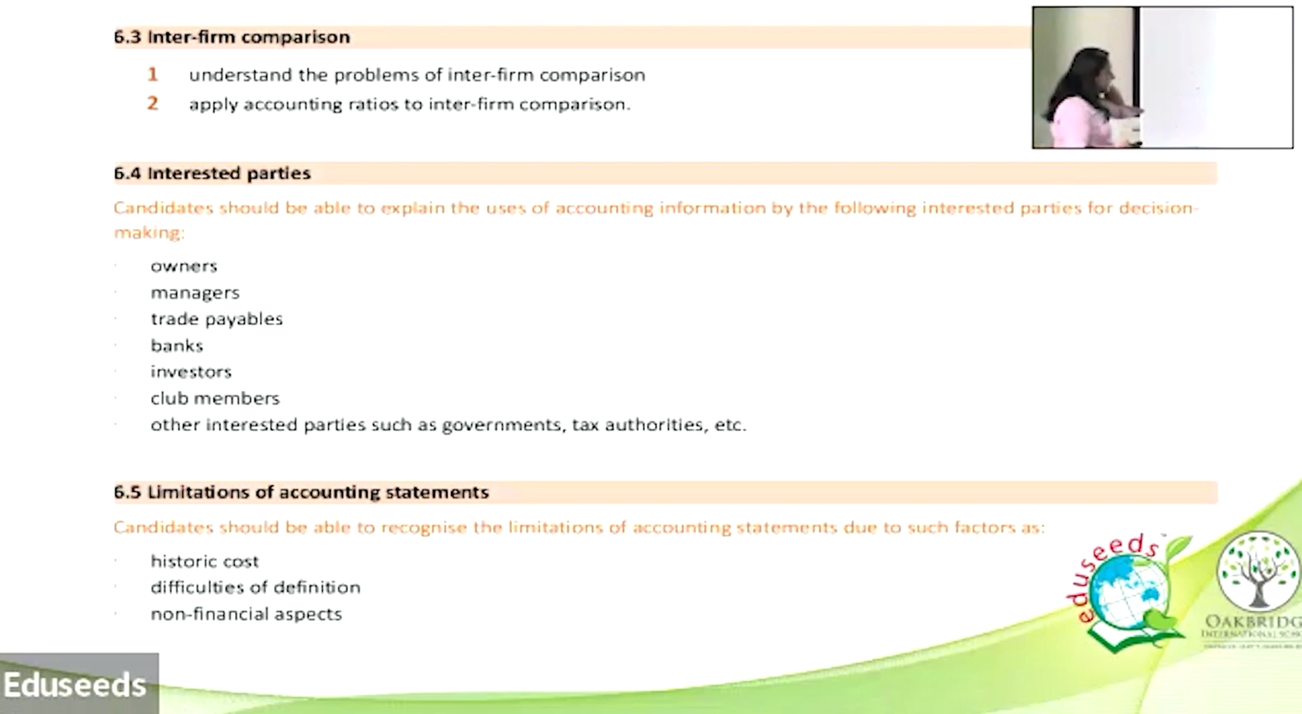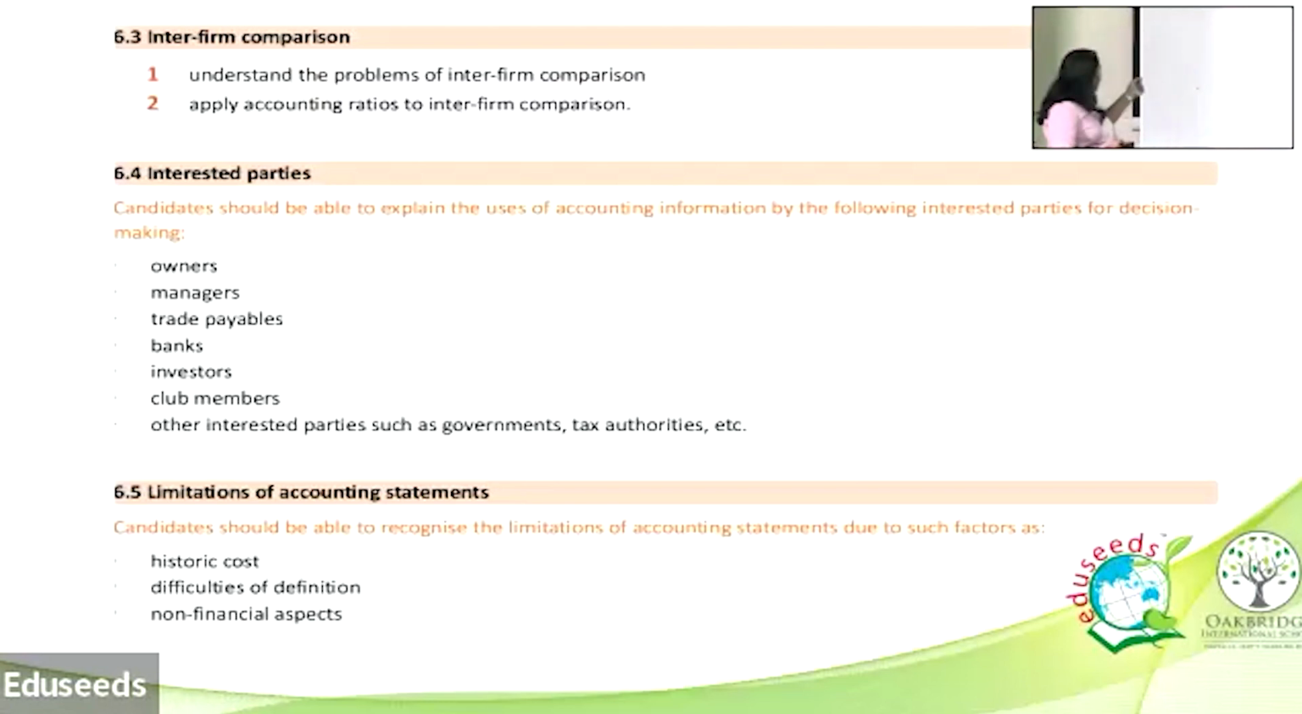6.4, interested parties, yeah? Like owners, managers, trade payables, investors. Why do they need your financial statements? Why do you need to provide your financial statement to these interested parties here? Right? Not necessarily once I prepare financial statement, I share with everybody, right? Why would I tell the whole world how much profit I'm making? So I only give to people who request to look at my financial statement. So you need to understand why I need to give it to them.